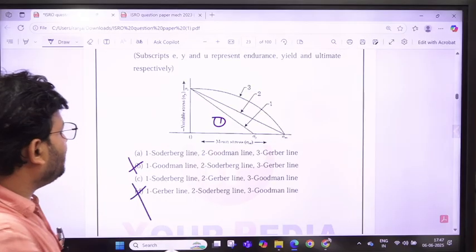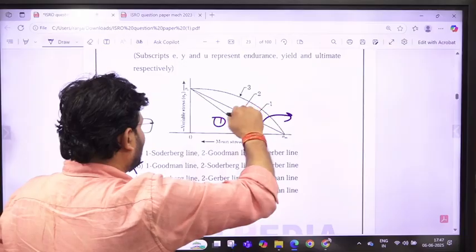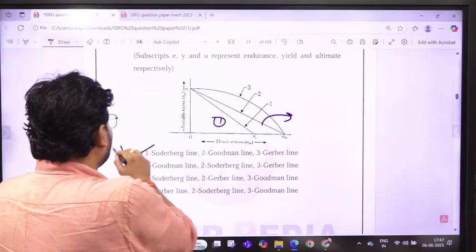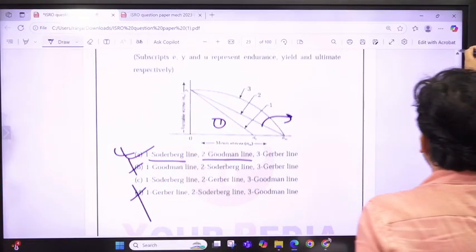Now 2 will be what, my dear friends? 2 is called Goodman, and the third one is called Gerber parabola, Gerber line. So A will be the right answer. 1 Soderberg, 2 Goodman, and 3 is the Gerber parabola. So A is the right answer, my dear friends.